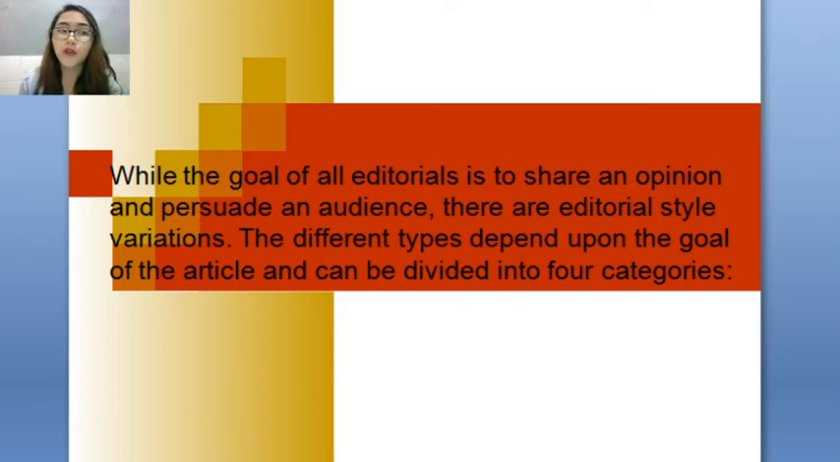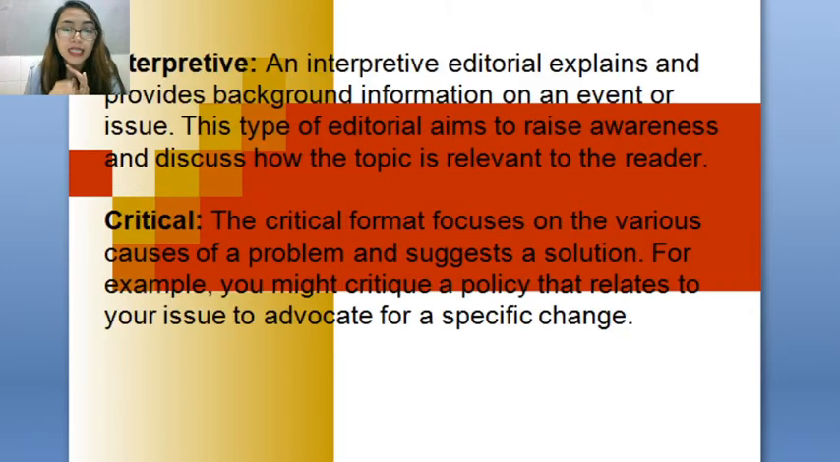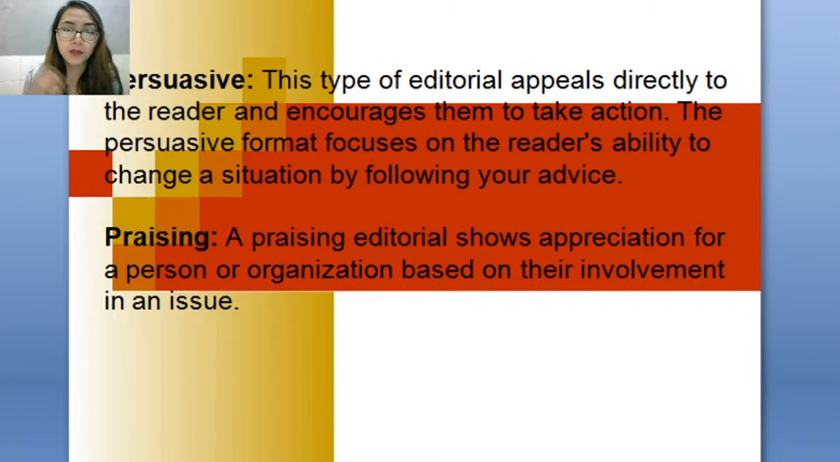While the goal of all editorials is to share an opinion and persuade an audience, there are editorial styles naman with variations. The different types depend upon the goal of the article and can be divided into 4 categories. So, ano-ano tong mga 4 categories na to? The first one is interpretive. Ano tong interpretive? And we have critical and persuasive, and lastly is praising.